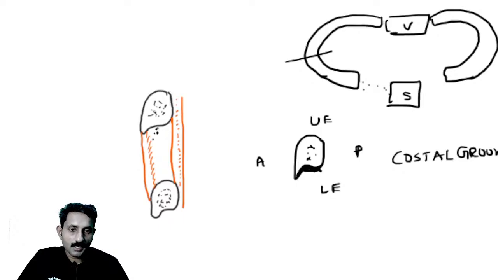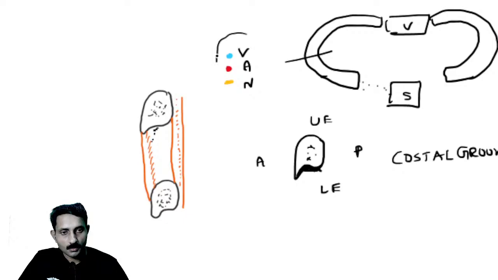Vein, artery and nerve. One more question is there: what will be above? The vein will be above. So vein is there, then artery, and then we have the nerve. This is called VAN: vein, artery and nerve. These structures will be passing in the groove, running in the costal groove.